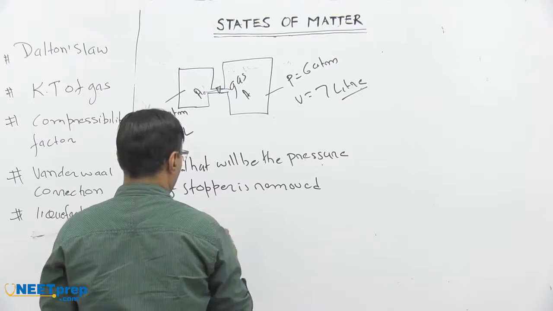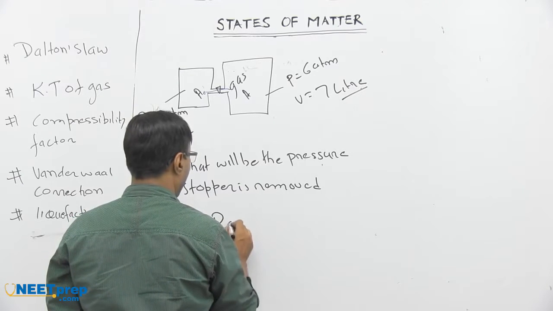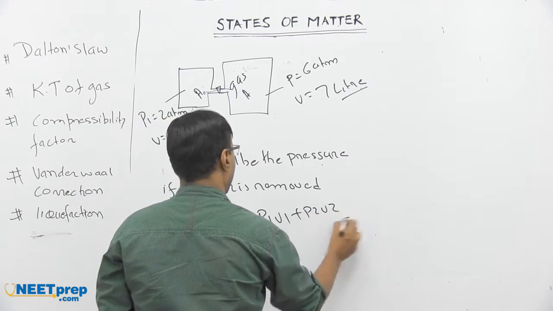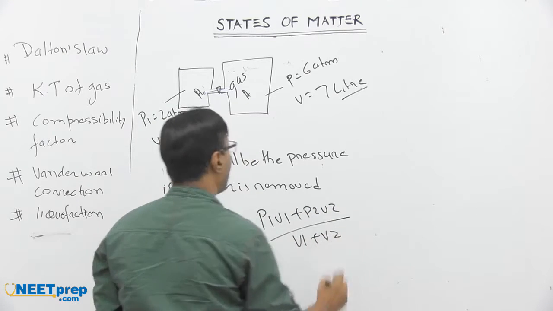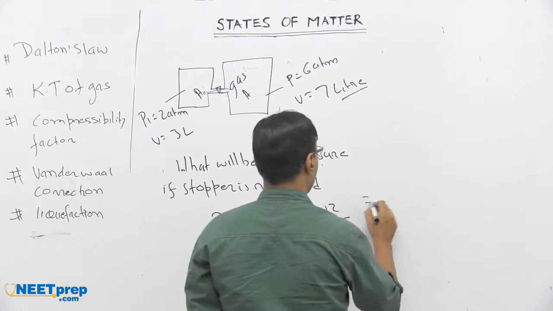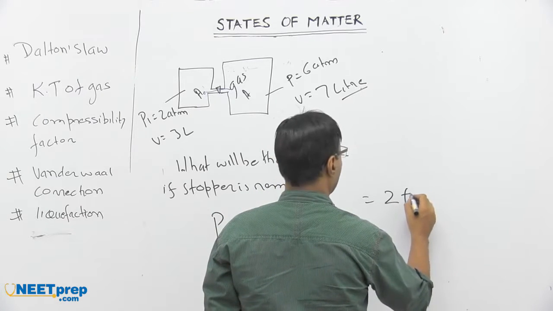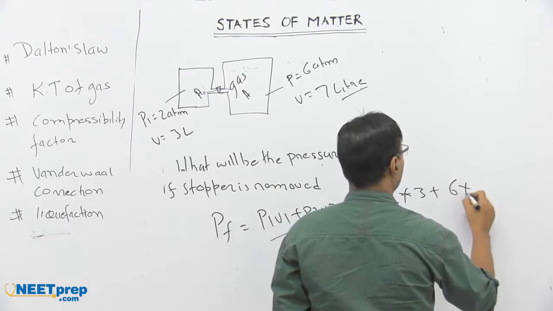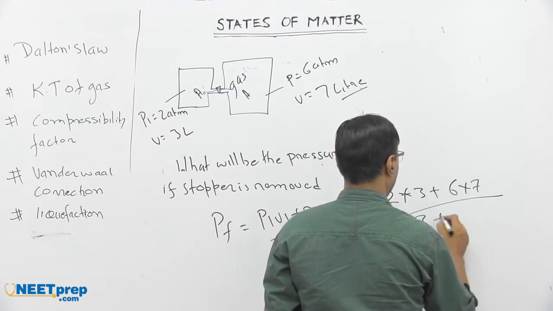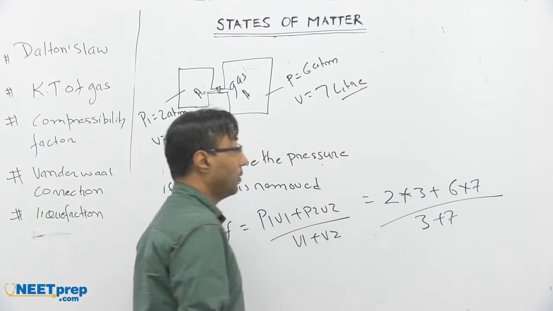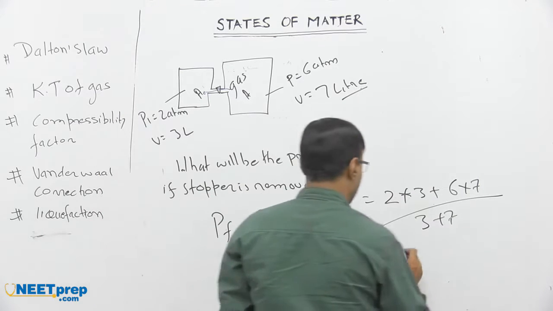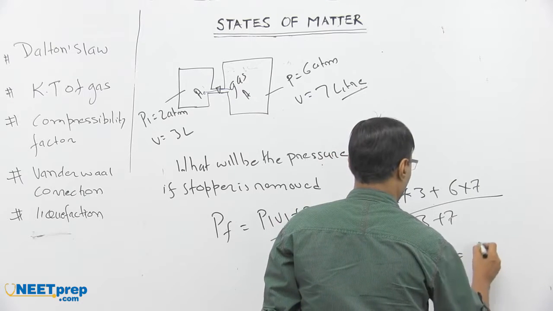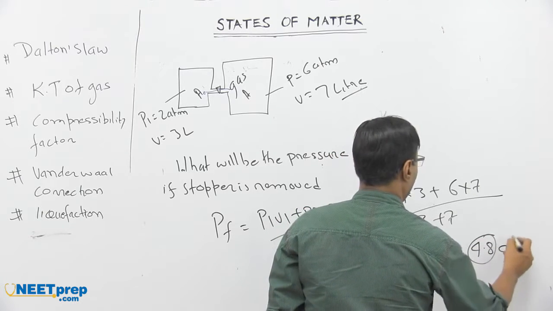Now if we put in the formula, P final is equal to P1 V1 plus P2 V2 divided by V1 plus V2. So it is 2 into 3 plus 6 into 7, divided by 3 plus 7. So it is 6 plus 42 by 10, which is 4.8 atm.